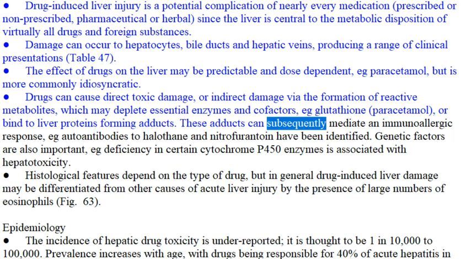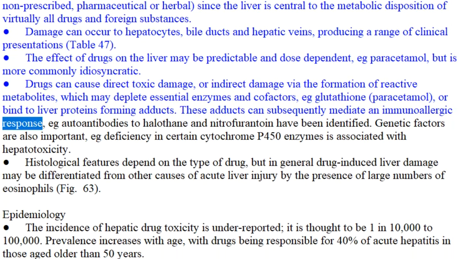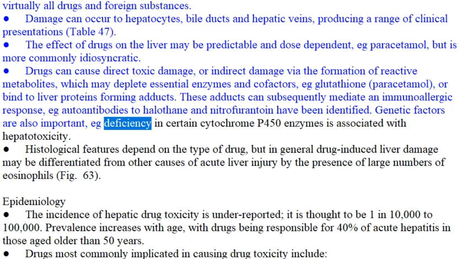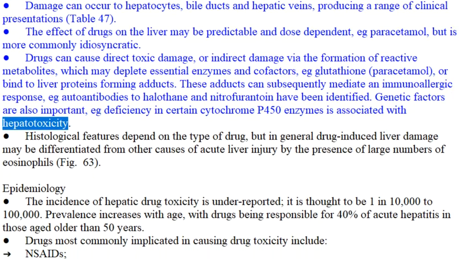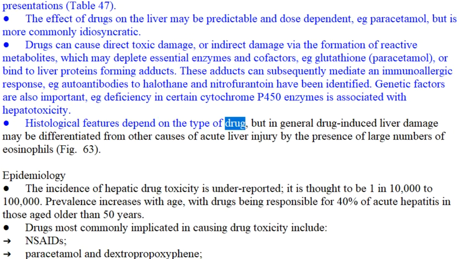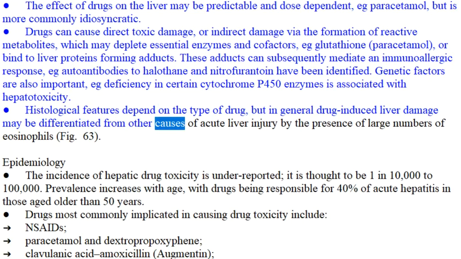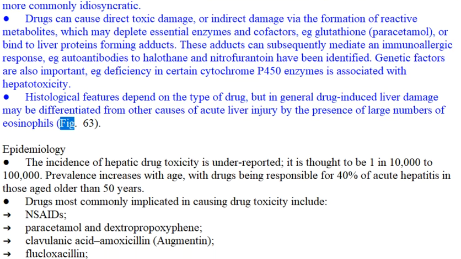These adducts can subsequently mediate an immunoallergic response, e.g. autoantibodies to halothane and nitrofurantoin have been identified. Genetic factors are also important, e.g. deficiency in certain cytochrome P450 enzymes is associated with hepatotoxicity. Histological features depend on the type of drug, but in general drug-induced liver damage may be differentiated from other causes of acute liver injury by the presence of large numbers of eosinophils, Fig. 63.